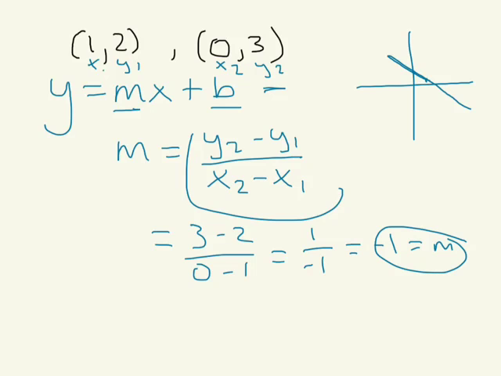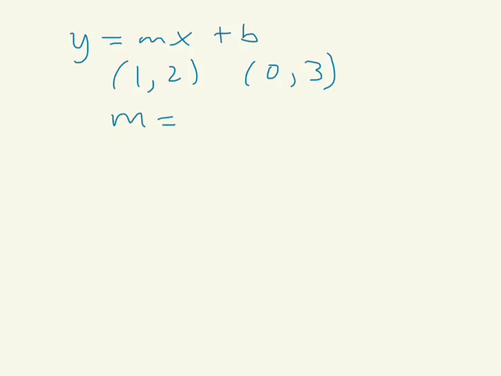Okay? So that's our first step, finding the slope. Our next step is to plug that slope into our y equals mx plus b. So again, our template is y equals mx plus b. The points that we have right now are (1, 2) and (0, 3), and we just found out that m is equal to negative 1. Since we know this, we can write that into our equation. So then we have y equals negative 1x plus b.